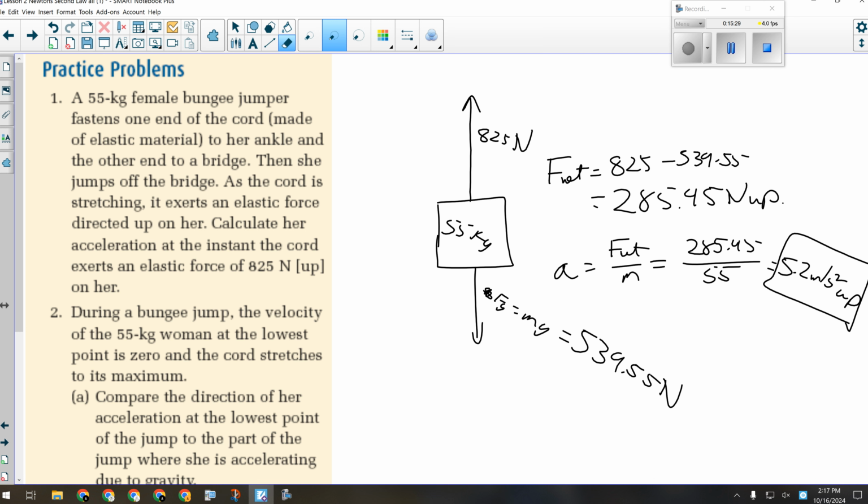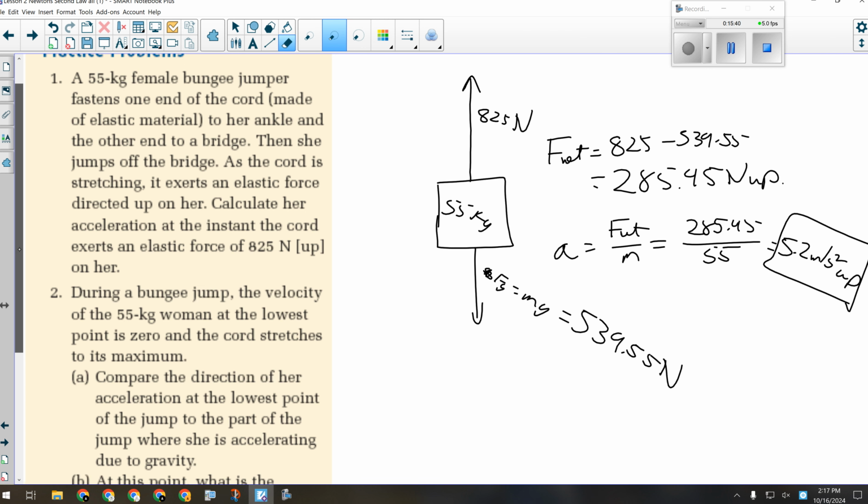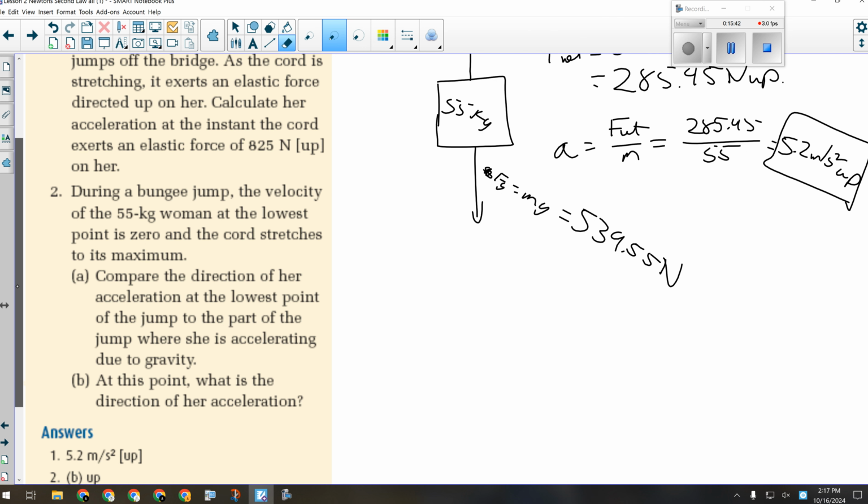Okay. Everybody all right with that? It's just an elevator question, right? But it's a bungee jumper. But it's an elevator. Okay, it's still a context thing. Right? Now, for question number 2, we don't have to do anything for this except talk about it. Okay? During the bungee jump, the velocity of the 55 kilogram woman at her lowest point is 0. Not because she smashes into the ground, okay, but because the bungee cord worked.